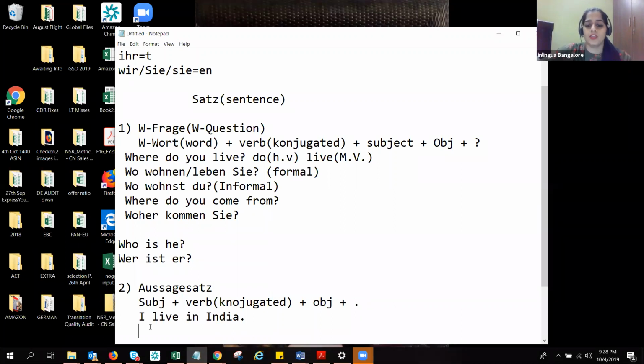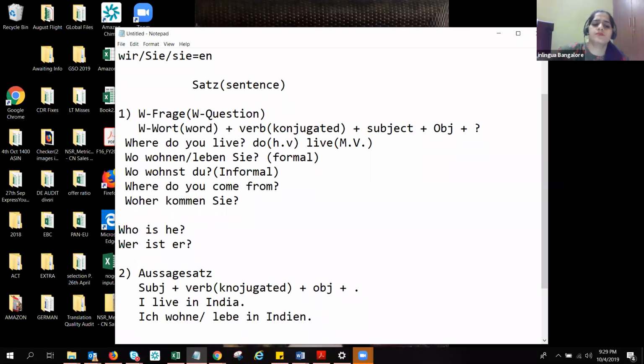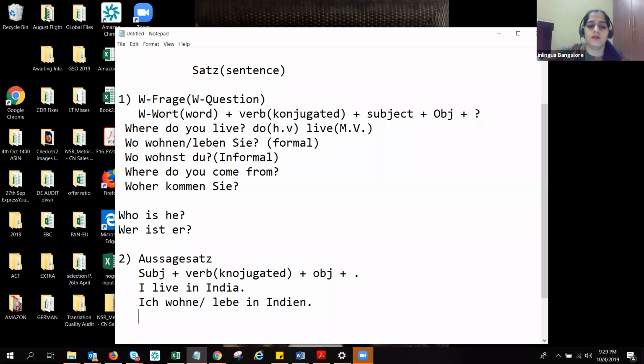So ich, and live in German is wohnen or leben. But you all know with ich, there will be an ending e. So ich wohne or ich lebe in Indien. Okay, so this is very simple, but I want to ask something of Vedehi. Vedehi, I'm writing a question here. Can you please answer it in German? Okay, I'll try. Yeah, definitely.